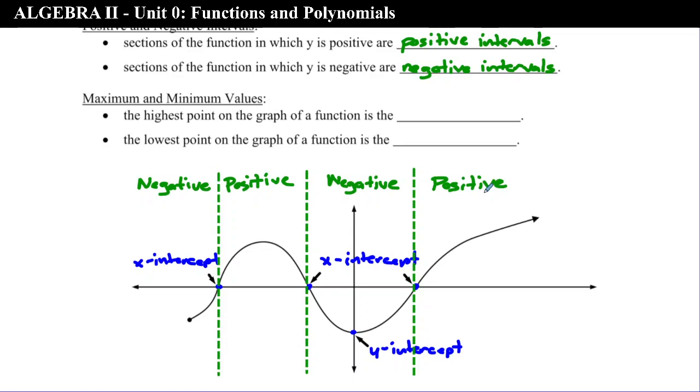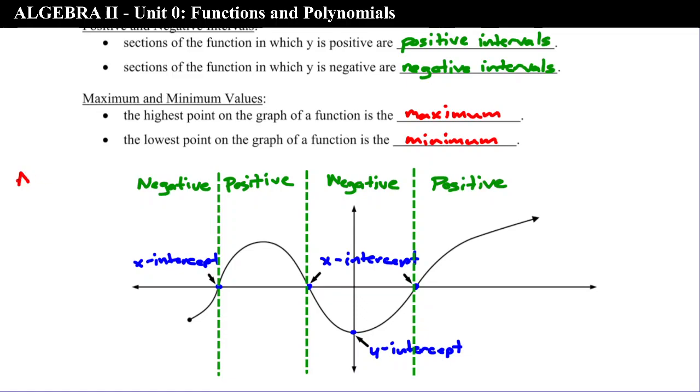All right, now let's talk about maximum and minimum values. The highest point on the graph of a function is its maximum. The lowest point on the graph of a function is its minimum. Now, there are two types of maximums and two types of minimums, but these are your generic definitions for what maximum and minimum are. Over here on the side, I'm going to make a note of the two different types of maximums and minimums.